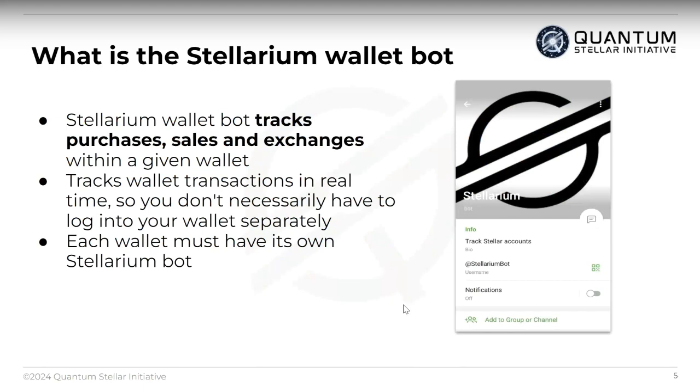What is a Stellar wallet bot? A Stellar wallet bot tracks purchases, sales, and exchanges with a given wallet. It tracks wallet transactions in real time, so you don't necessarily have to log into your wallet separately. Each wallet must have its own Stellar wallet bot. The Stellar bot is a handy tool for those with multiple wallets, and QSI also uses wallet bots to track transactions in the group fund wallets.